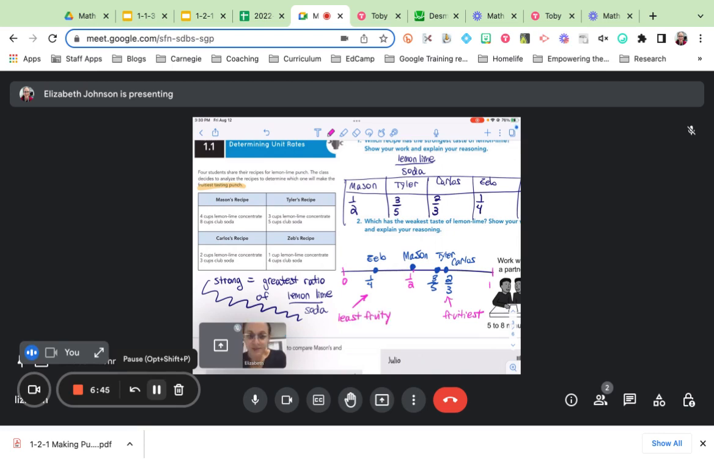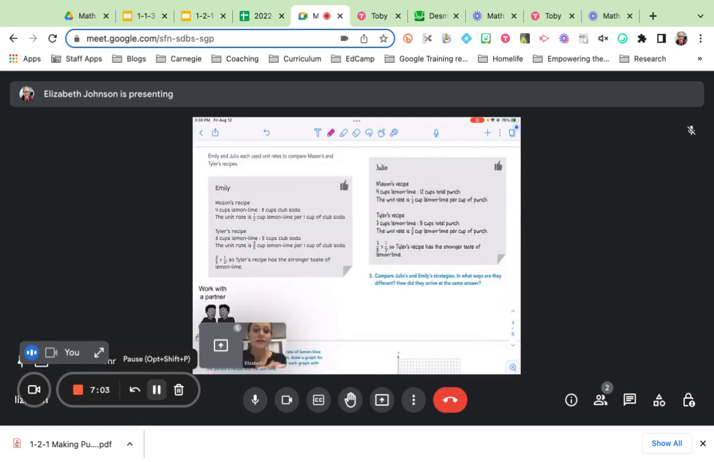Carlos's is the fruitiest because his ratio of lemon lime concentrate to soda is the greatest. Zeb's is the least fruity because his ratio of lemon lime concentrate to soda is the least. That's how we can use ratios to compare flavors. Now, I showed you the way that I think about it. I showed you Miss Johnson's solution.